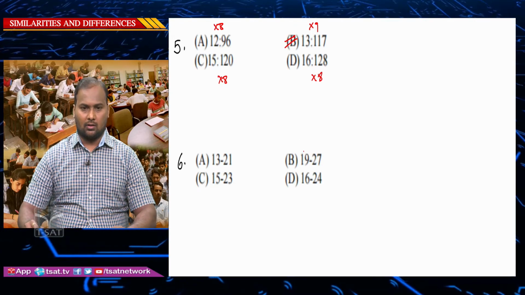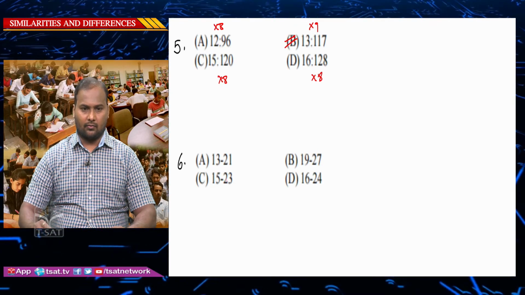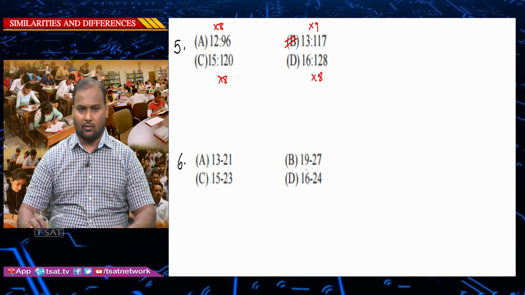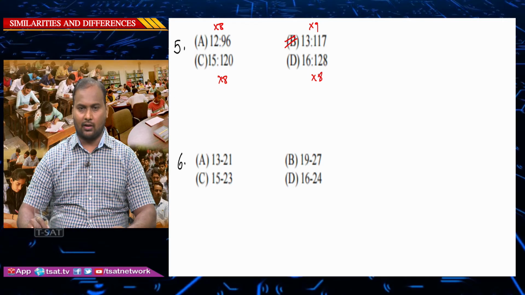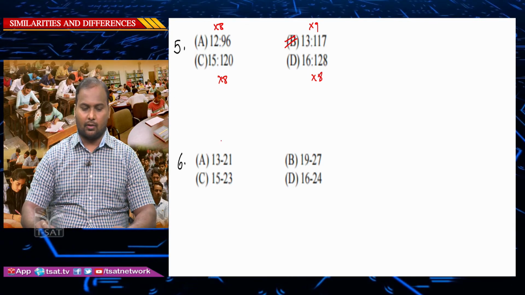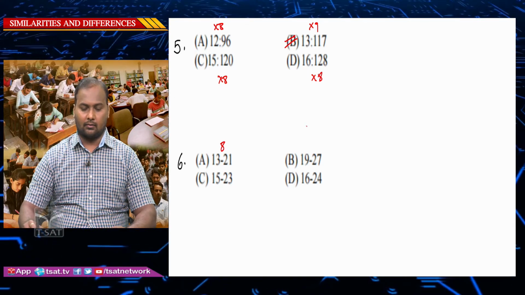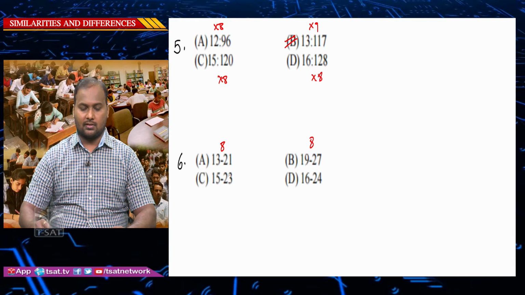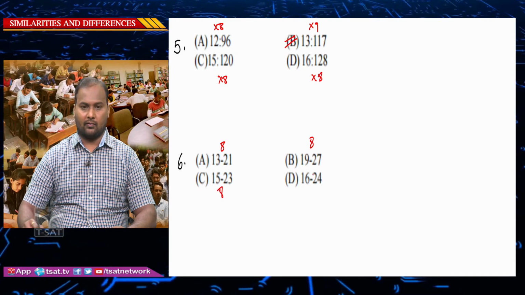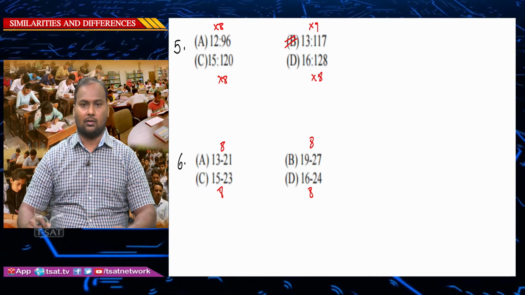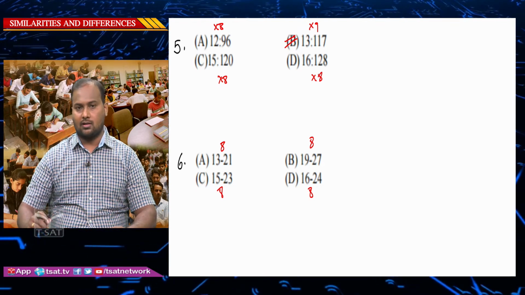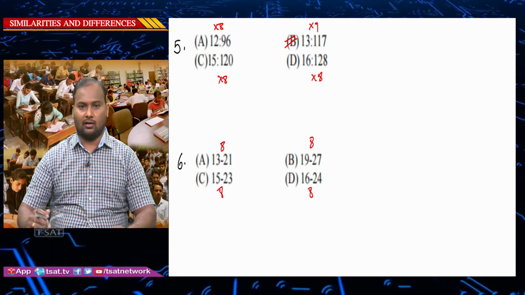13 21, 19 27, 15 23, 16 24. Once you observe the range of numbers, the students try to take the difference here. For example, 18 to 21, what is the difference? 8. 19 to 27, difference is 8. 15 to 23, difference is 8. 16 to 24, difference also 8. Everything is similar. There is no different one. But what is the logic here? We need to find out the different one.